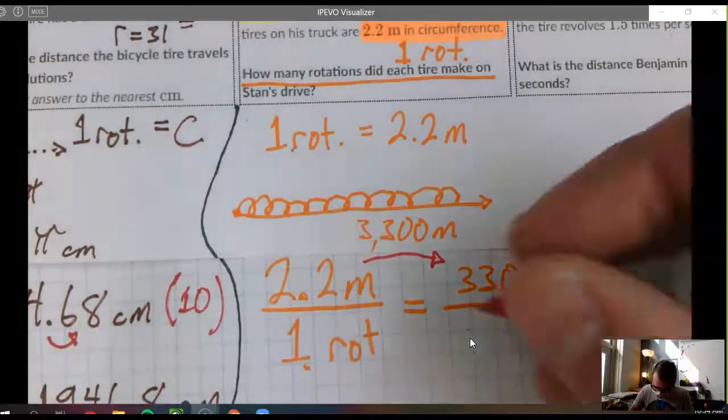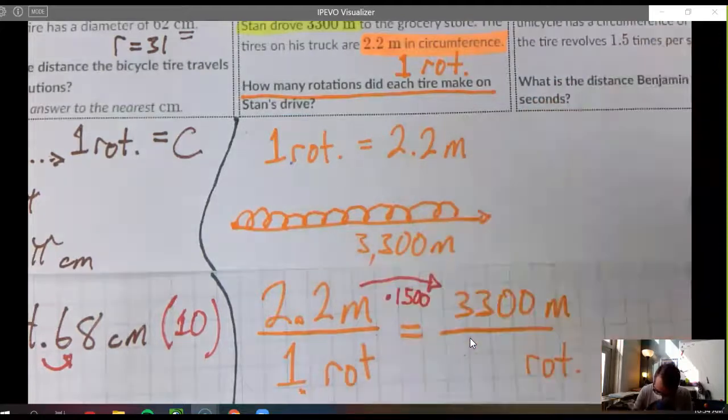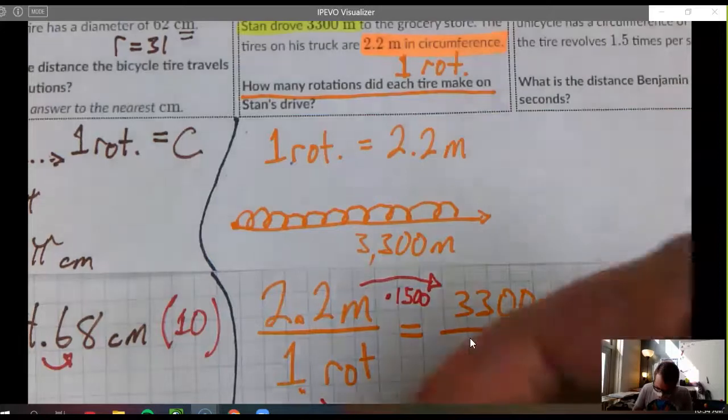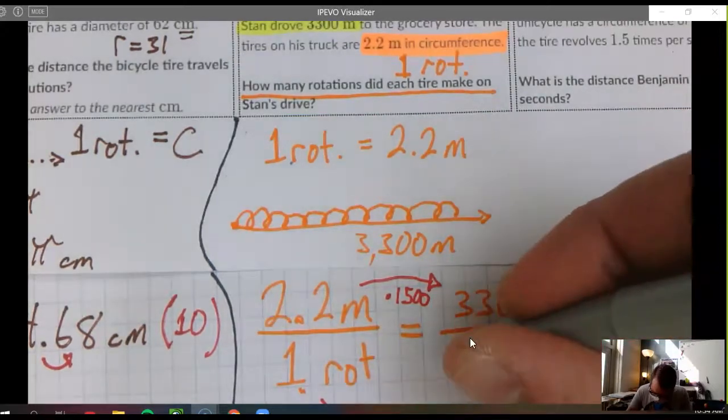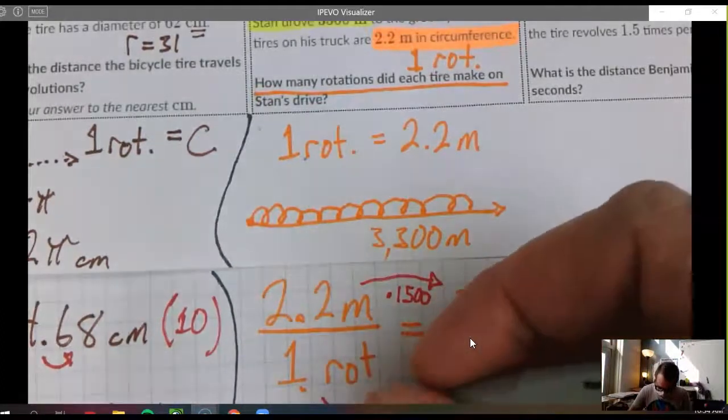1,500. That's kind of nice. So that tells us this is times 1,500. That is also what we do in the denominator. So this would be 1,500 rotations.